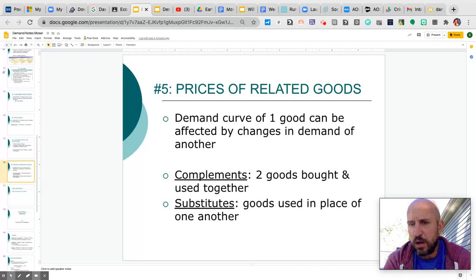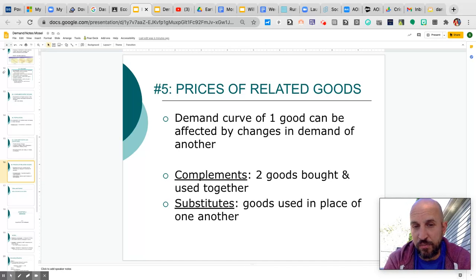So we can have what's called complements. Complements are two goods bought and used together. So if one good is always bought with the other good, their demand curves will go the same direction. If one goes to the right, the other one will go to the right. If the other product goes to the left, the other one will go to the left. They complement each other. All right. People use them together.